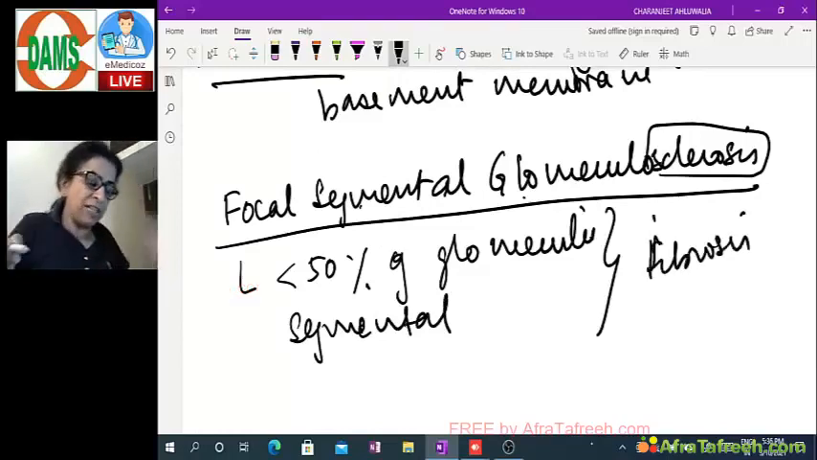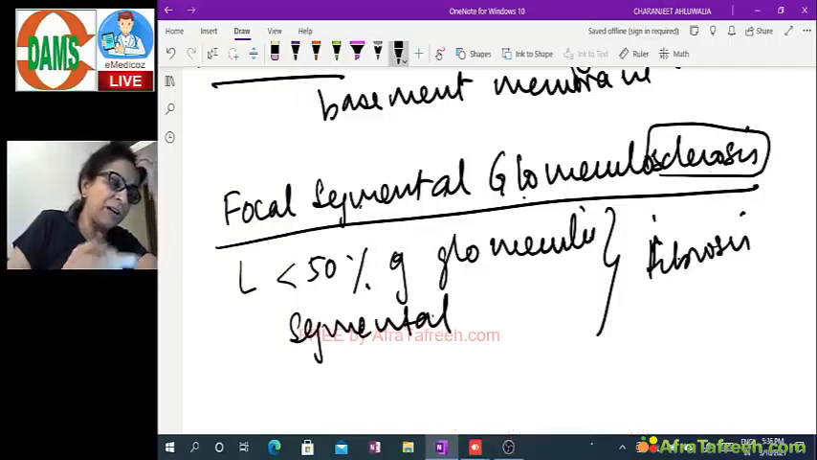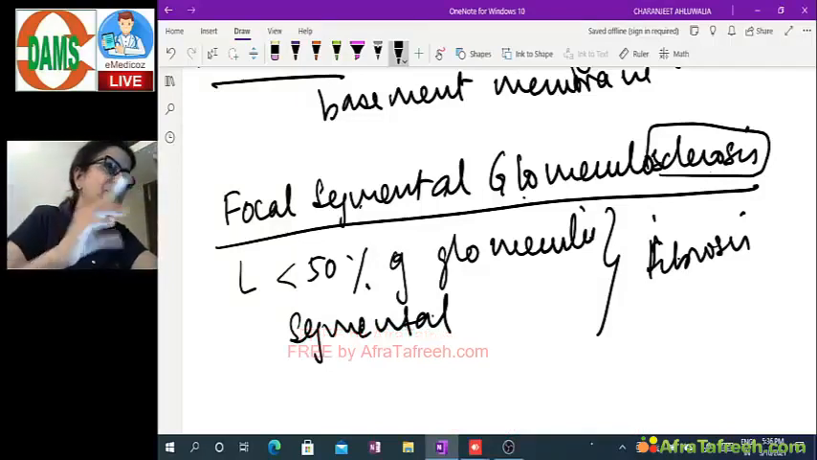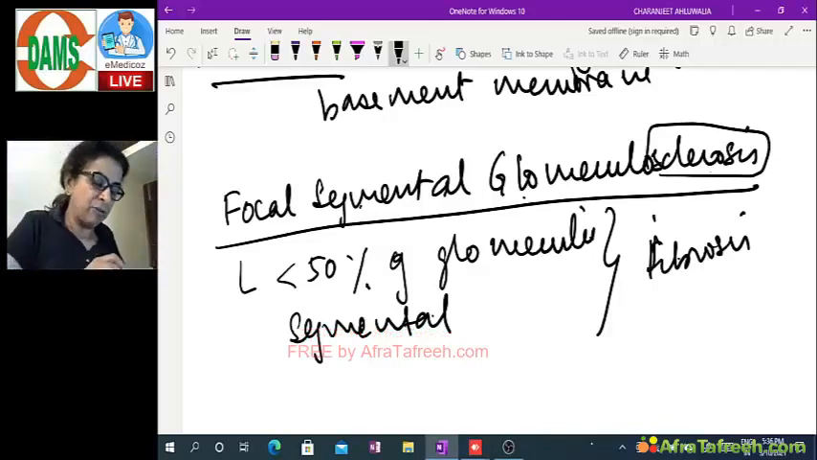So what is focal segmental glomerulosclerosis? Focal segmental glomerulosclerosis means the glomeruli are showing fibrosis, less than 50% of glomeruli are showing fibrosis, and in each glomerulus only a segment of the glomerular capillary tuft is fibrosed. The other capillaries are intact. They are not showing fibrosis. So that is focal segmental glomerulosclerosis.